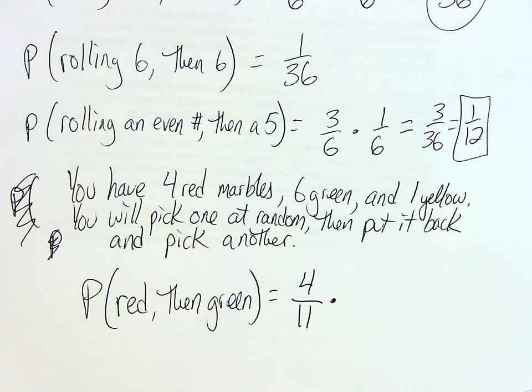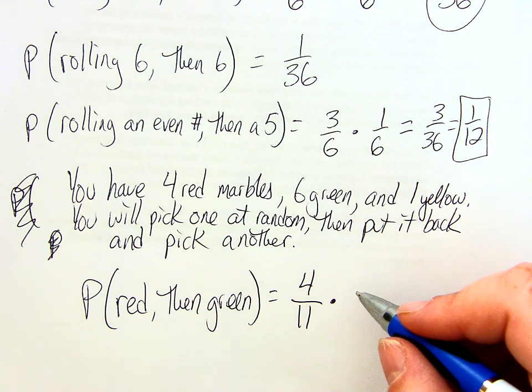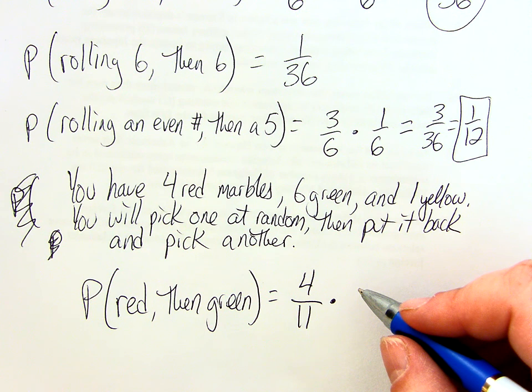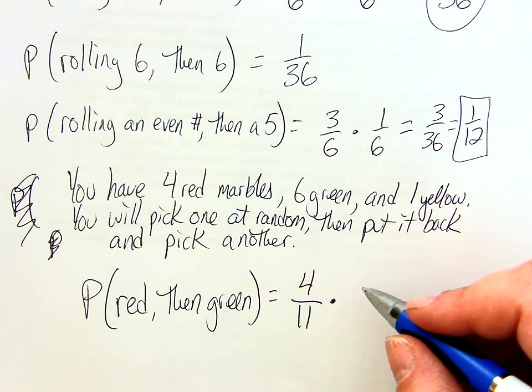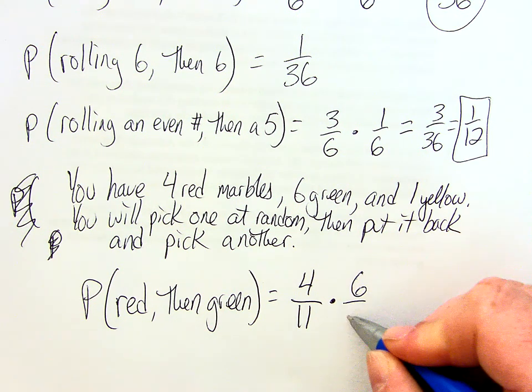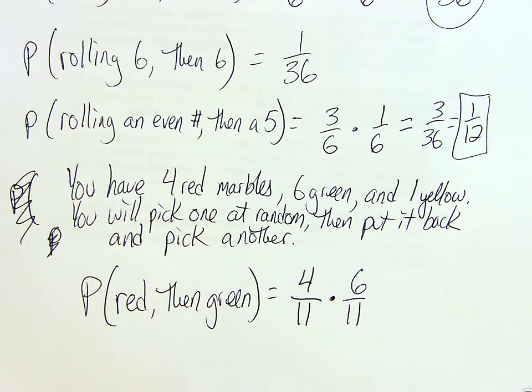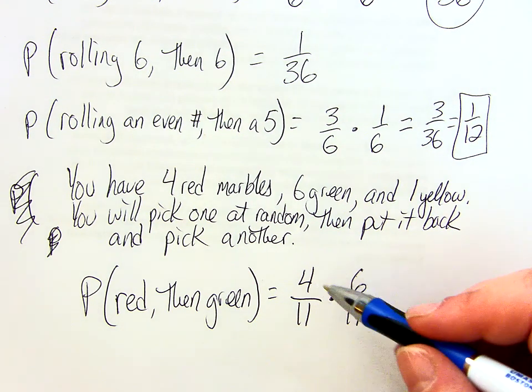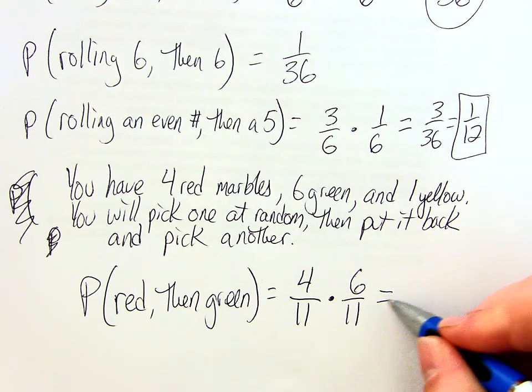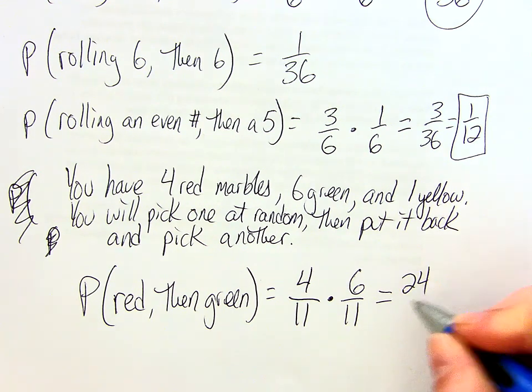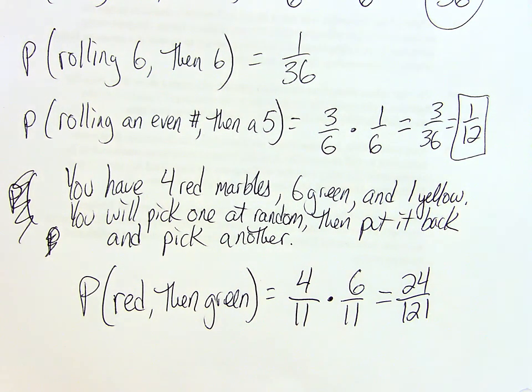So now when I go to pick the second time, what's the probability I'm going to pick a green? Probability of picking a green. 6 out of 11. So I can't reduce anything, so I just multiply straight across. You have a 24 out of 121 chance of that happening.